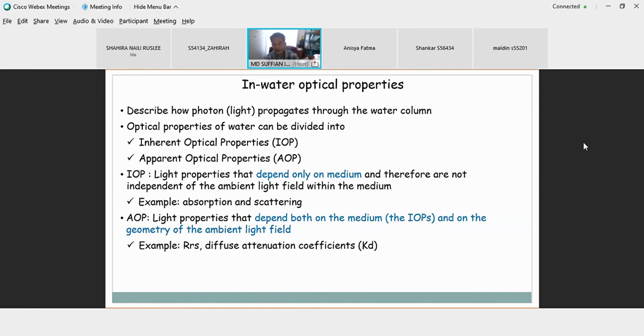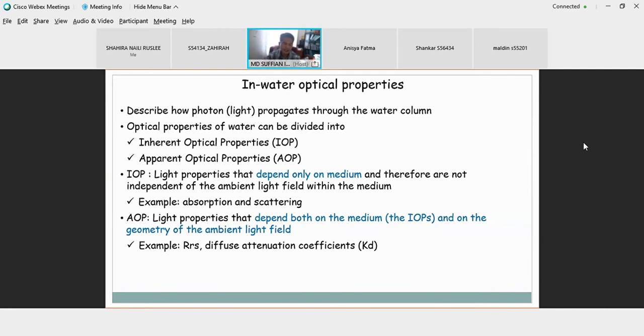So you can divide into two: inherent optical properties, IOP, and apparent optical properties. So what is IOP? IOP is a light property, such as absorption and scattering, that depends only on the medium, or depends only on the types of particle. Sama ada phytoplankton ke, sama ada dia suspended particulate matter, inorganic particles. But it does not depend on the geometric light field.